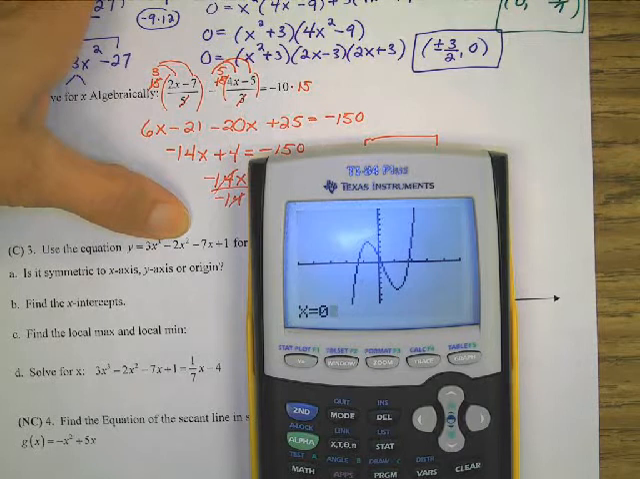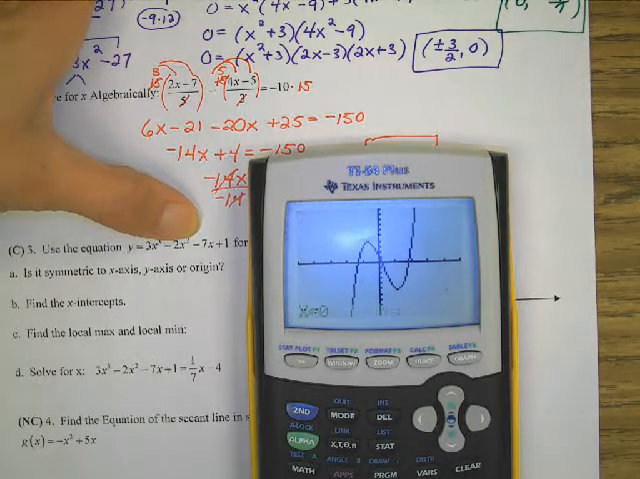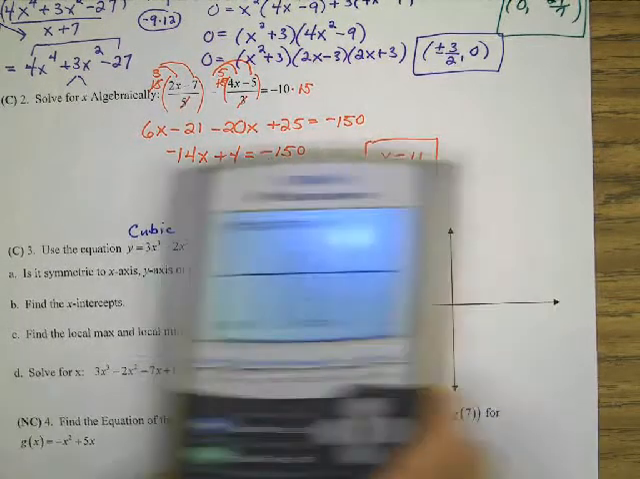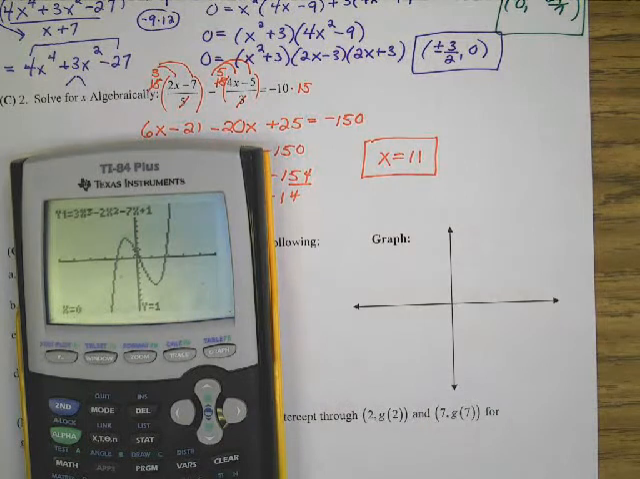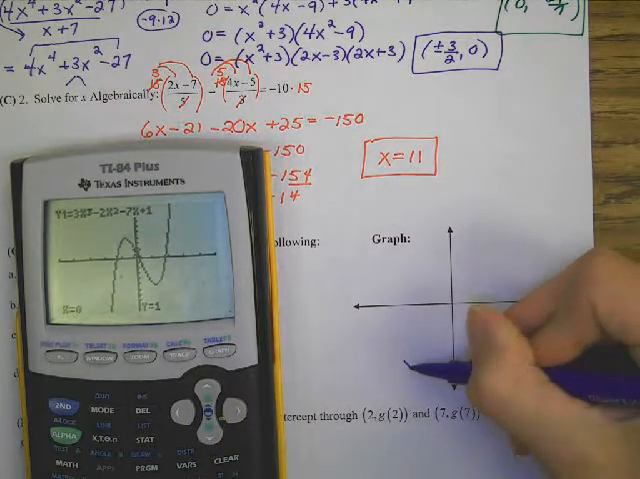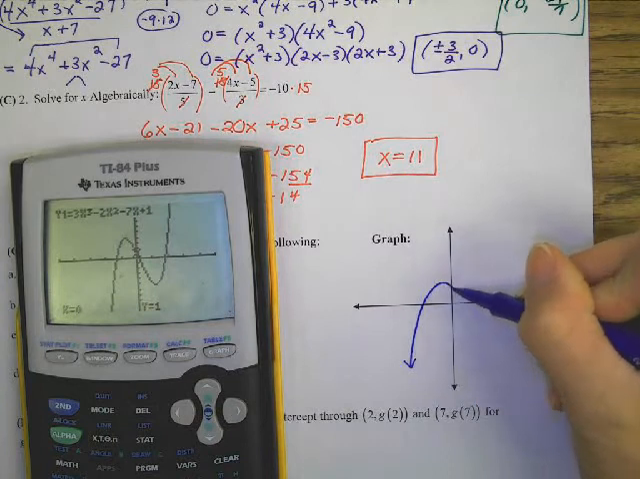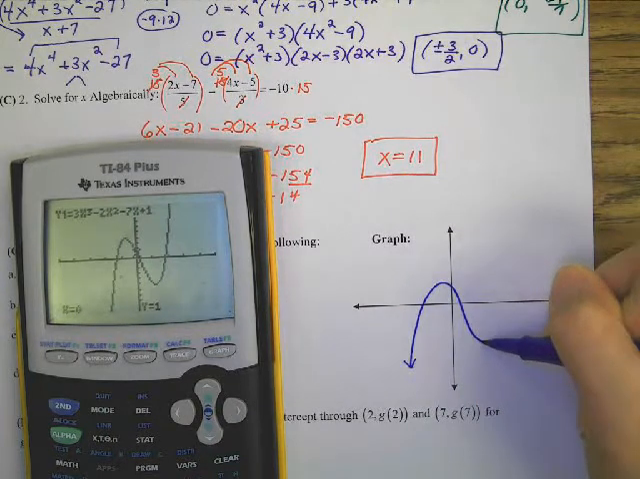And the answer is no. It passes through the point (0, 1). So when I draw my graph here, it's a cubic. The cubic is going up, up, up on one side and down, down, down on the other. It looks like it's going down a little farther on that side. And this is clearly at (0, 1). So here's the graph.